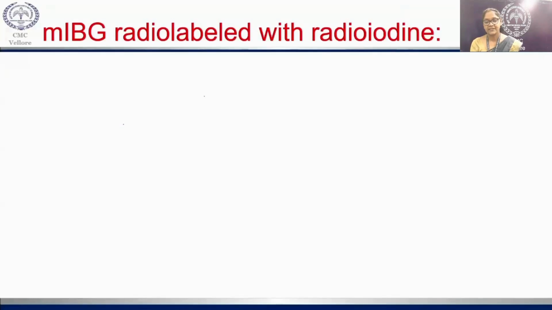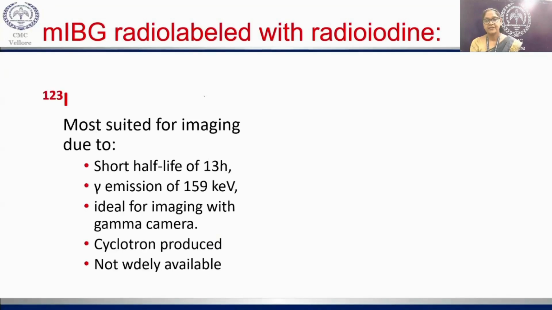So what are the different iodine isotopes that can be labeled with MIBG? The first is iodine 123. It is most suited for imaging due to its short half-life of 13 hours. It has a gamma emission of 159 keV, and it is ideal for imaging with a gamma camera. It is cyclotron produced and not widely available, and we do not use it in our country.